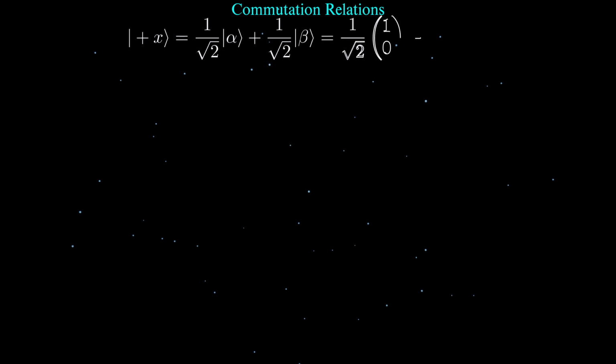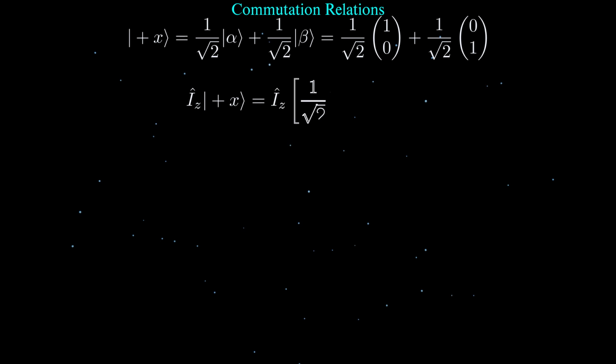Now I can show you this by writing the plus x state in terms of the alpha and beta eigenstates of Iz. The 1 by 1 column vector can be written as the sum of a 1 by 0 column vector and a 0 by 1 column vector, which are alpha and beta. Now applying Iz to the plus x state is applying Iz to the superpositions of alpha and beta.